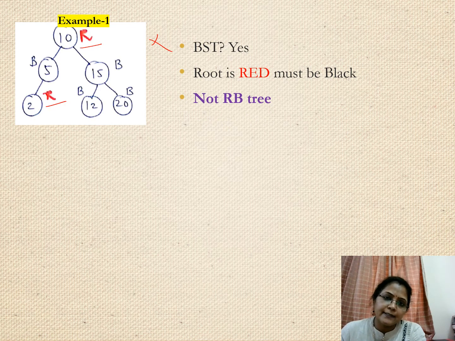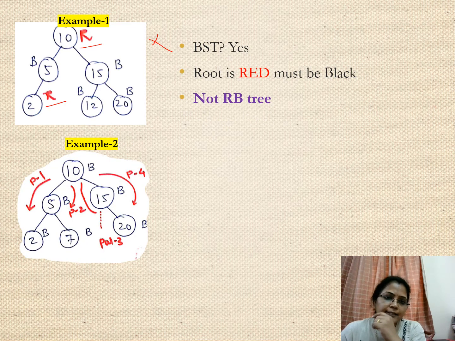Now let us take the second example. In this example, yes, the root is black, the first property is okay. Before that we'll verify whether it's a BST or not. So yes, it is a BST, the condition is satisfied. Then we'll verify the red nodes. Red nodes are not there, so we can't verify the second condition, but the third condition, the number of black nodes in each path.